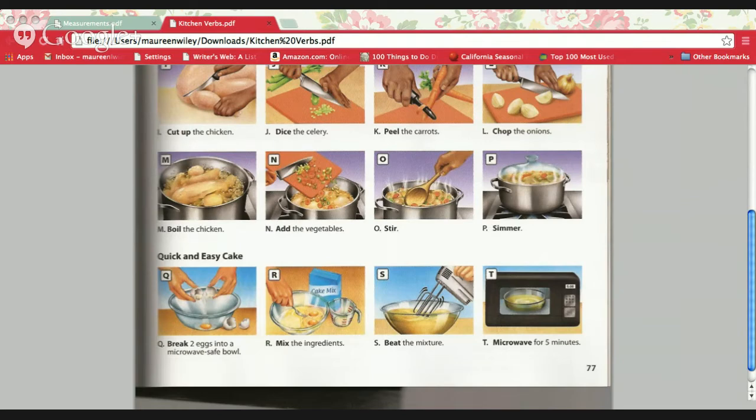All right, how about letter R? Let's hear from Adela. Could you please read letter R? Mix the ingredients. Okay, and this word, I'm going to have everyone repeat after me, ingredients. Ingredients. Ingredients. Okay, good. So that E is a long E sound, ingredients.